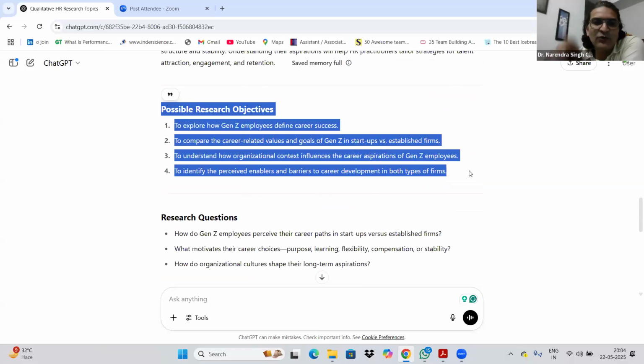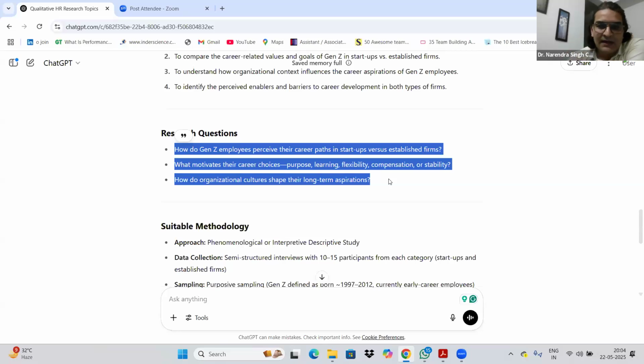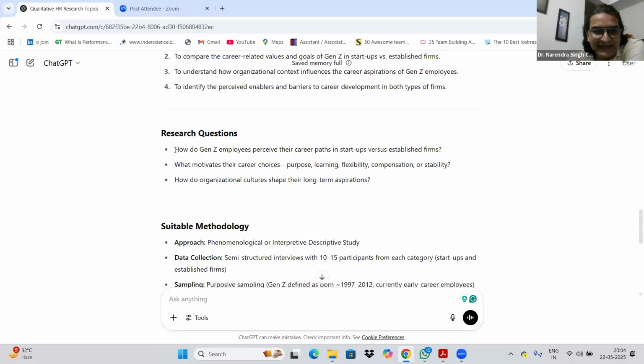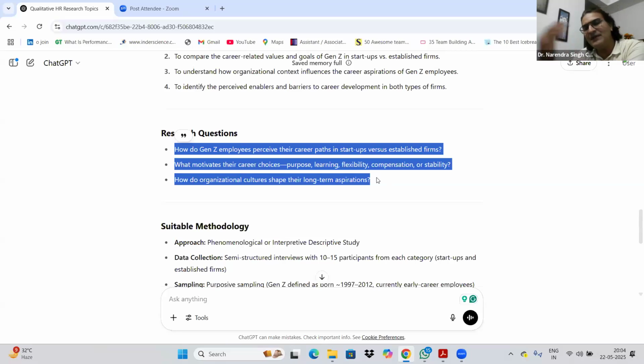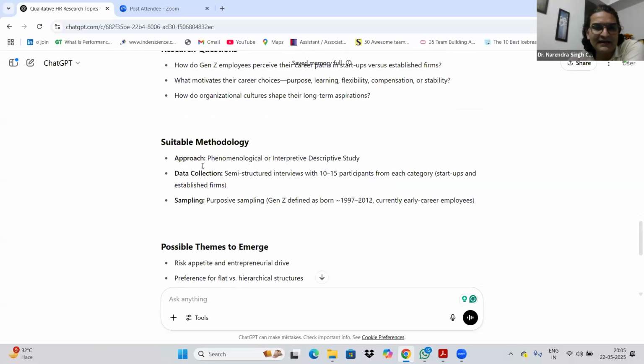But can I do it with the help of qualitative methods? Somewhat? No. Can I do this? Yes. Research questions: I can take these two or three questions as the base for my research. I want to study what motivates Gen Z regarding their career choices. Now, it is giving me something, but I want to understand. They are giving the approach also.